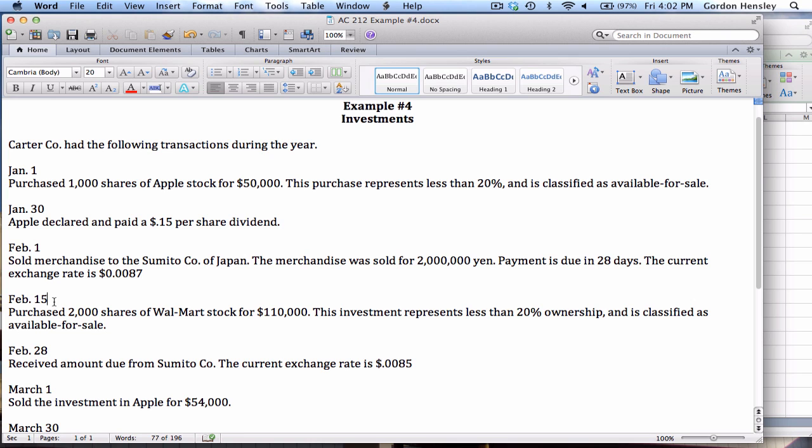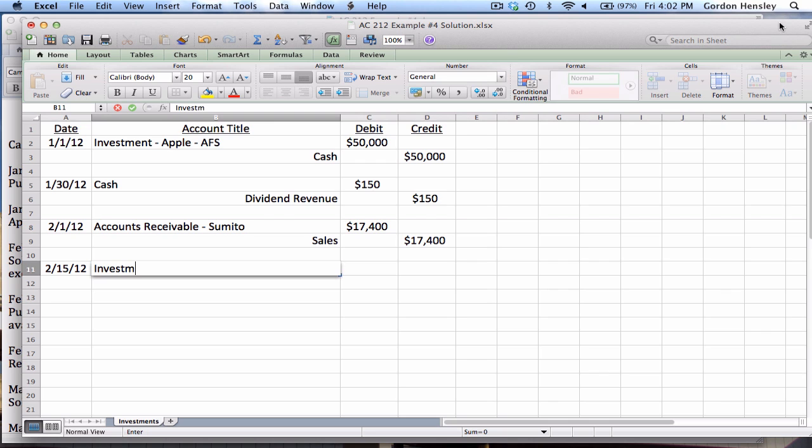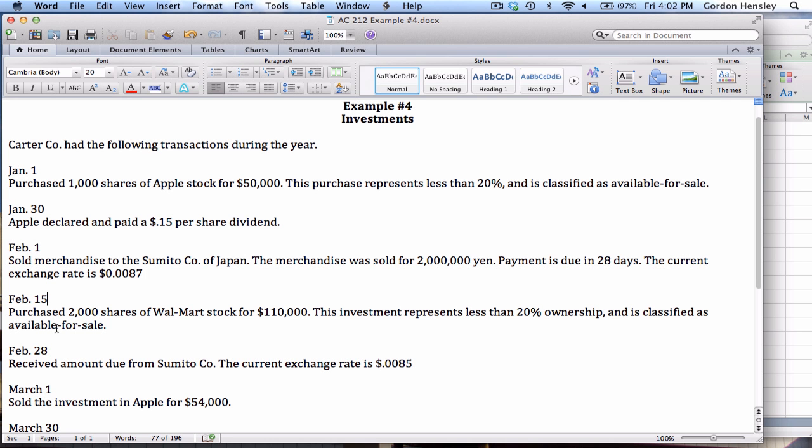We're going to pay $110,000. It represents less than 20% ownership and is classified as available for sale. So this is on the 15th. It's an investment in Walmart, and it's AFS for available for sale, and we'll credit cash to show that we're spending the money, and the cost of the investment is $110,000. So that's a pretty easy one to record.